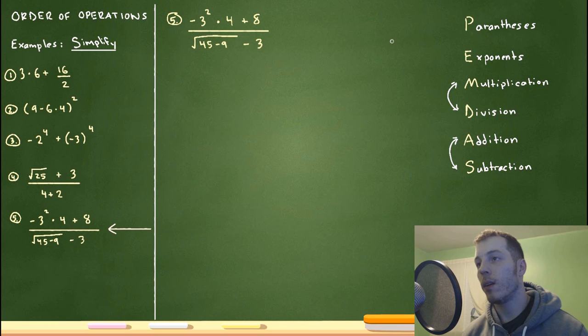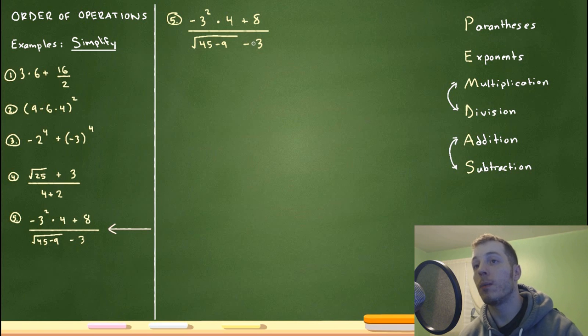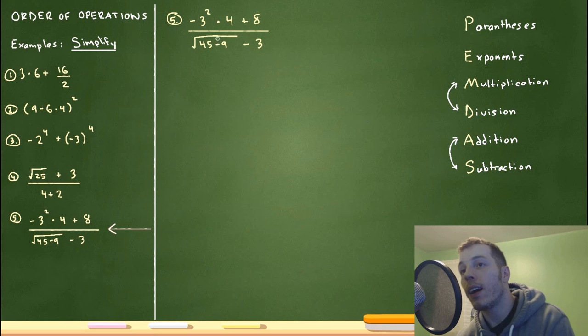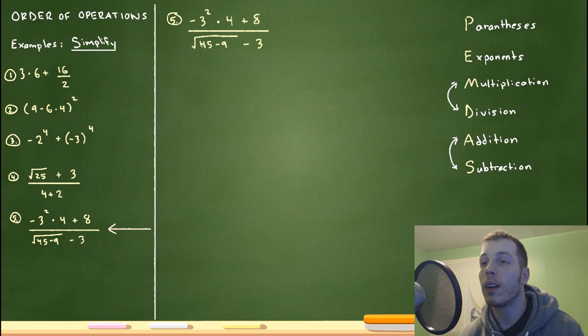Okay, so parentheses. Now, there's the invisible set. Again, we want to work within the numerator and in the denominator. Now, there's actually another invisible set here, and that is within the square root here, this 45 minus 9. Whenever you're dealing with a square root like this that has some operations going on inside of it, that also has its own set of invisible parentheses. So you're going to want to cover this before you cover most other things.